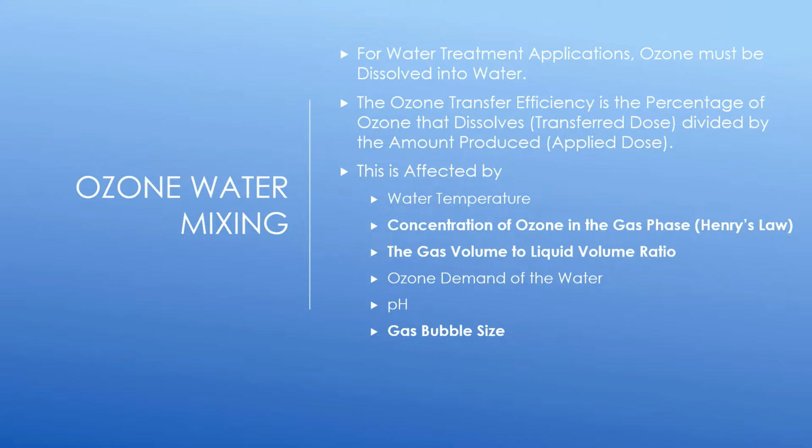The unbolded parameters, water temperature, ozone demand, and pH, are kind of the properties that the designer has to deal with. That's the water that needs to be treated. And the bolded factors, concentration of ozone, gas volume to liquid volume ratio, and gas bubble size, are things that are under the control of the designer to achieve the target.